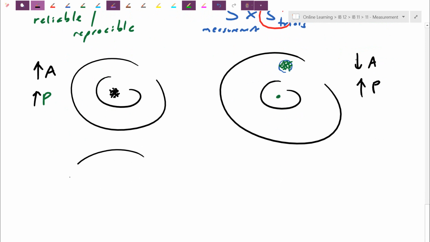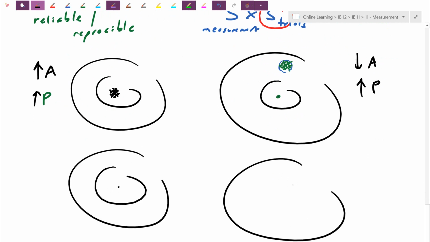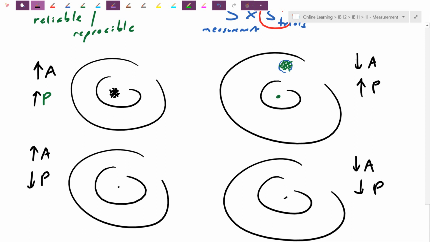See if you can do the corresponding dartboards here. Let's do the case here with high accuracy but low precision. And worst case, let's do low accuracy, low precision. Where would the darts land in that situation?